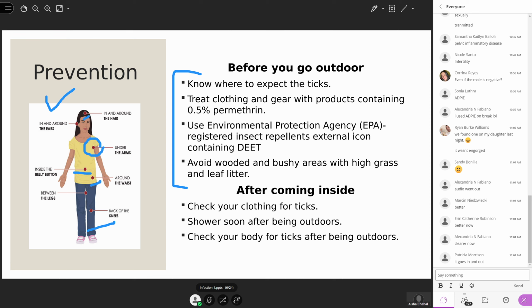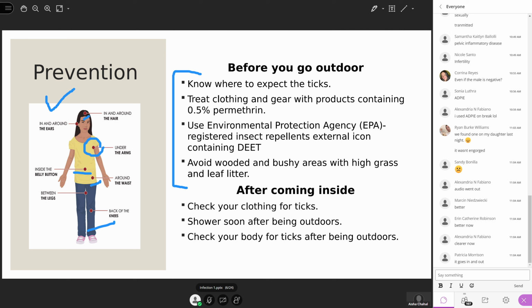And the ticks, they release an enzyme which basically numbs the area where they attach, right? They're so smart, and not like mosquitoes. When mosquitoes bite, we know, the pain, and we know that it's there. But the tick numbs the area, so we would not know when they are on the body. So that is the whole problem.